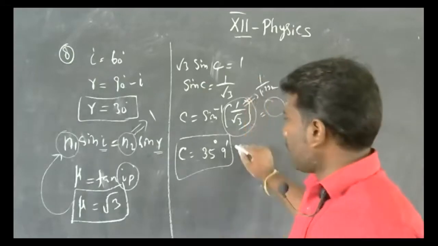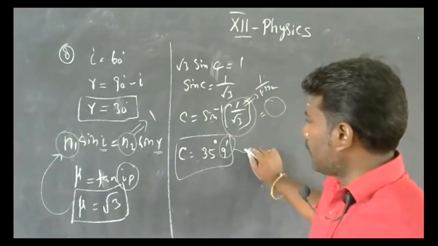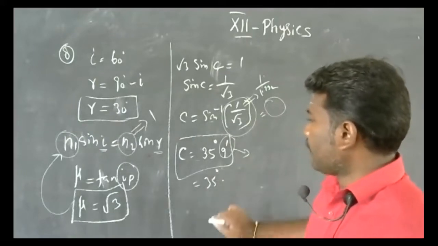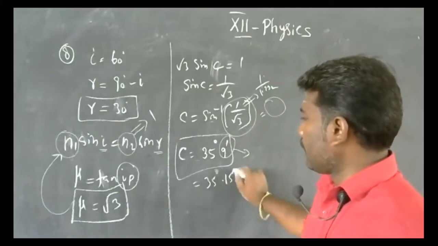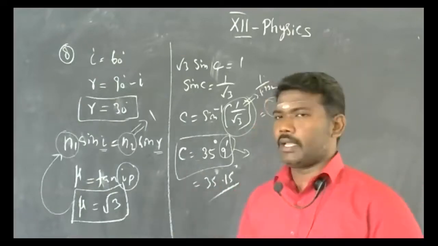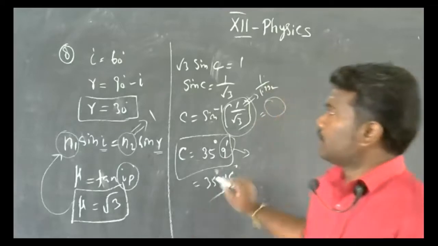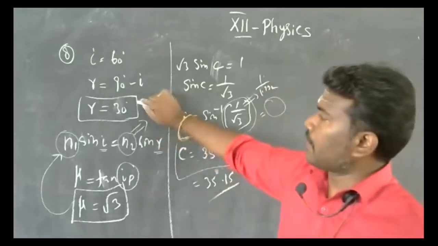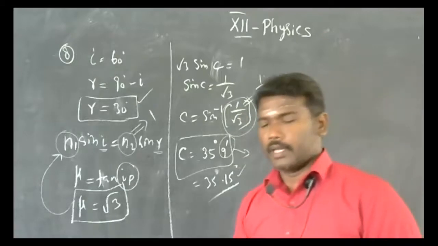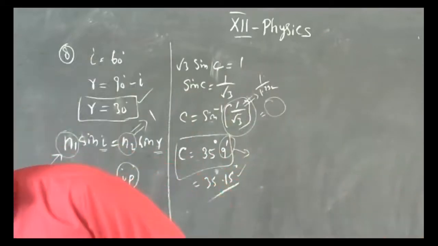In your textbook, they are converting that 9 minutes into the degree. So this value is approximately equal to 35.15 degree, or otherwise 35 degree 9 minutes. This is the answer for this 8th question. R value 30 degree and the critical angle is 35.15 degree. Next, 9th question.